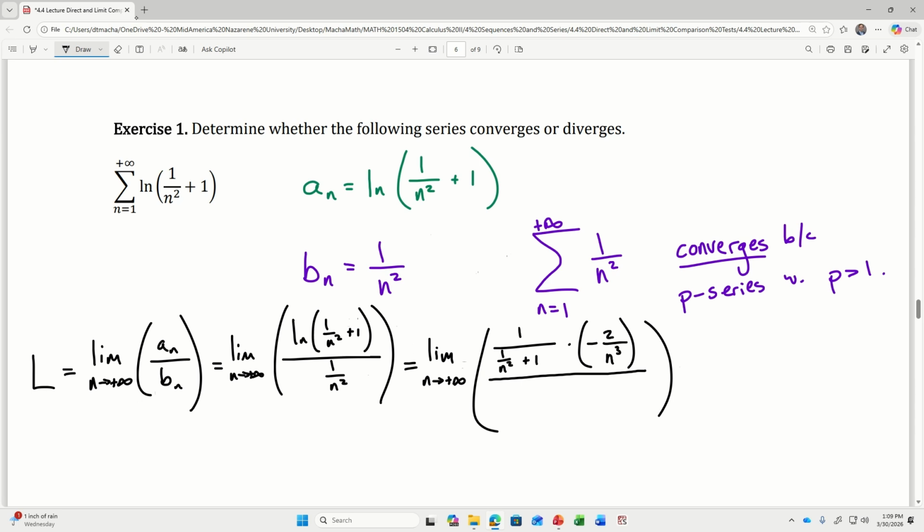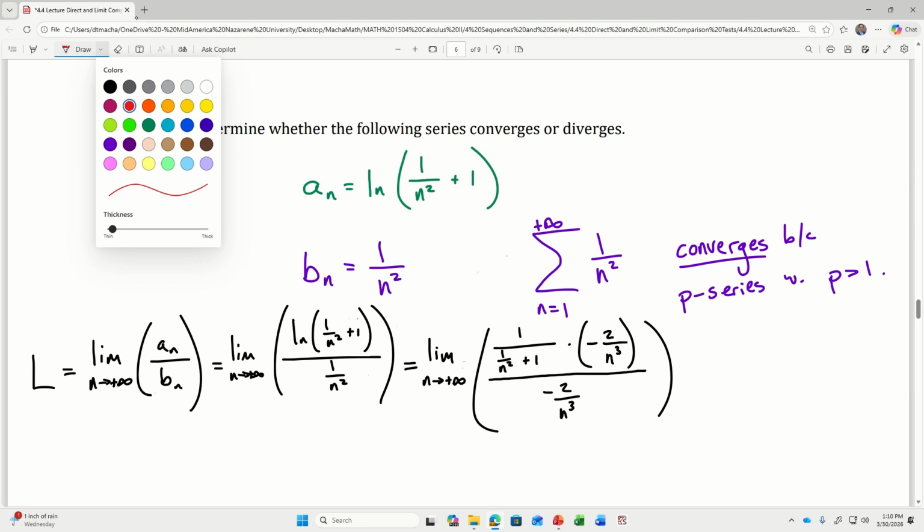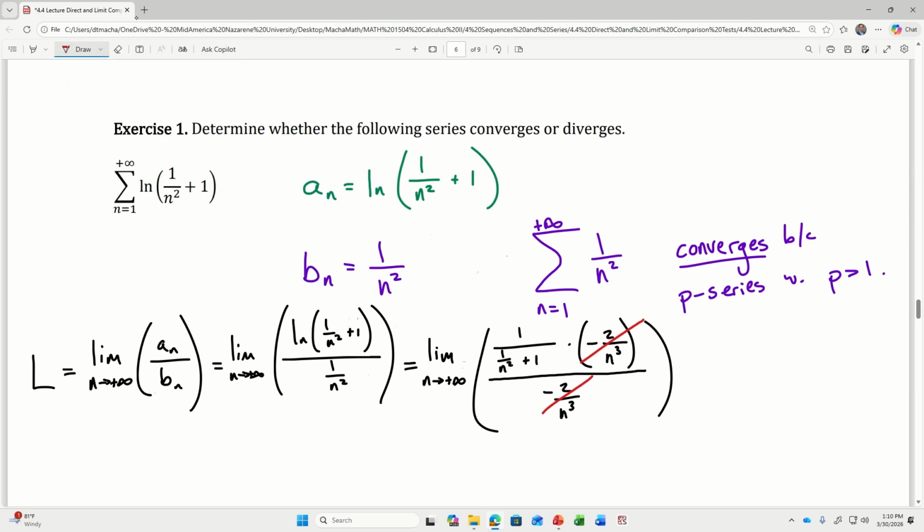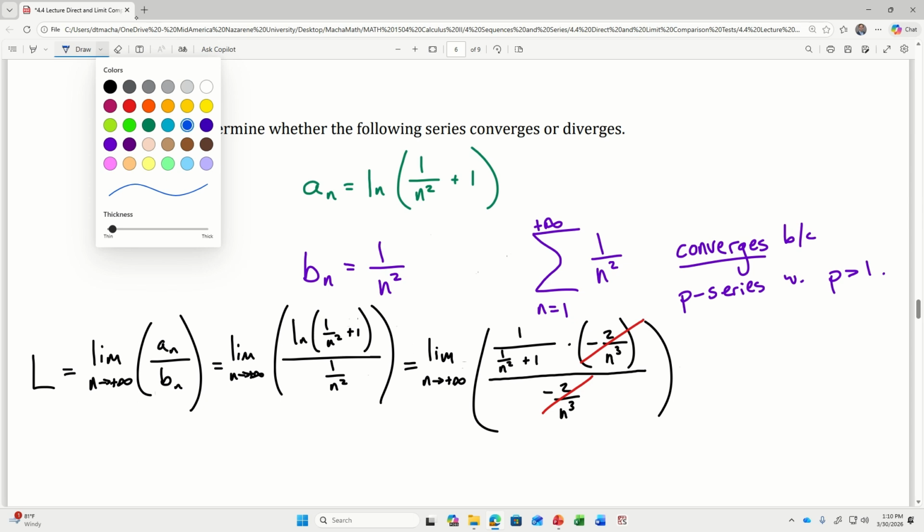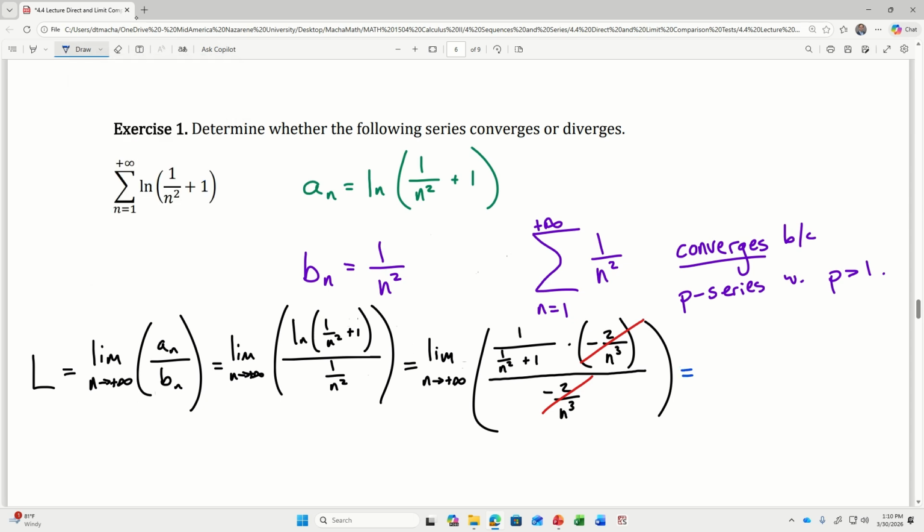In the denominator, the derivative of 1 over n squared is negative 2 over n cubed. That's what it looks like after applying L'Hopital's rule. Notice that that factor cancels with that factor. And I'm thinking about the limit as n approaches infinity of 1 divided by 1 over n squared plus 1. What happens to the 1 over n squared as n approaches infinity? 0. So that's 1 over 1, so it's 1. Cool.